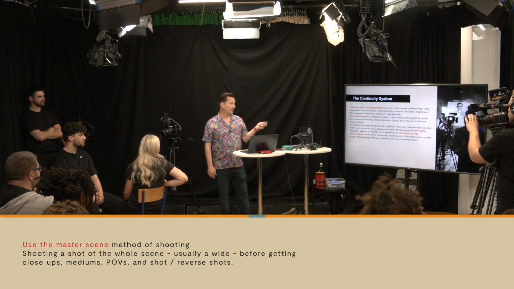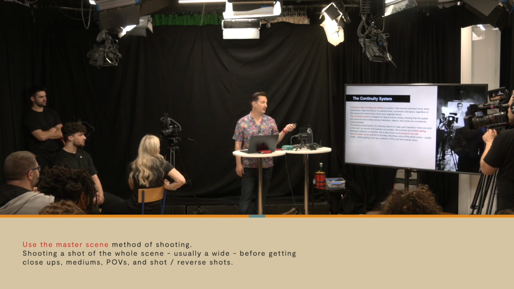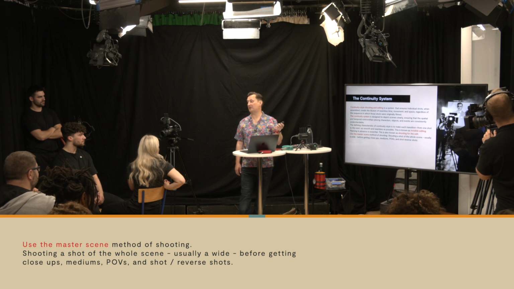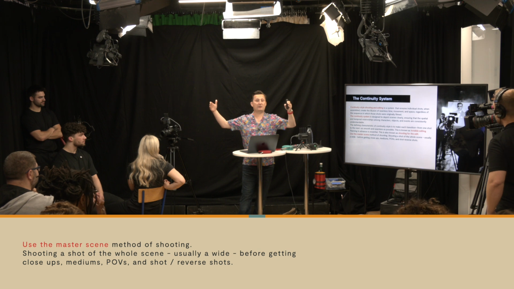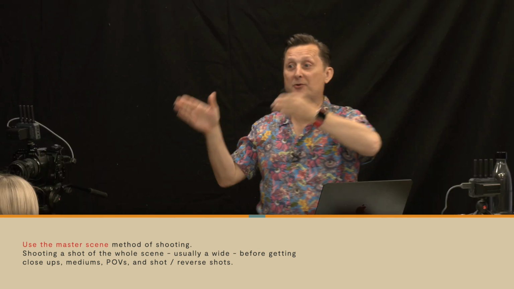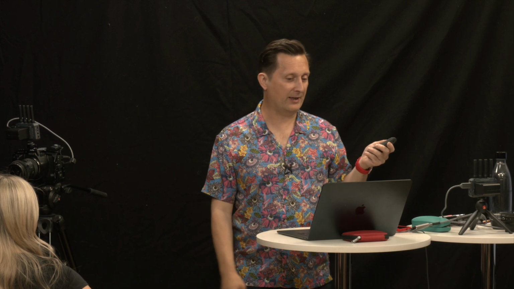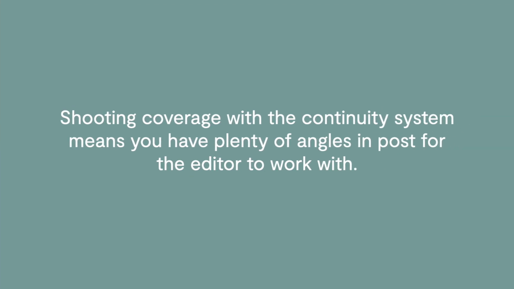Use the master scene method of shooting. So you're shooting a shot of the whole scene, usually a wide, before getting close-ups, mediums, point of views, and shot reverse shots. So that's usually the way you work. You start with your master. That usually is a wide. It usually gets the whole of the scene, and then you go in for closer detail each time. And this is like the coverage system of getting everything that you need. Shooting coverage with the continuity system means you have plenty of angles in post for your editor to work with.